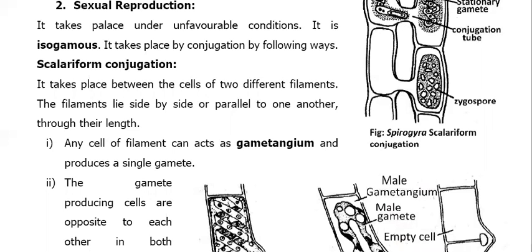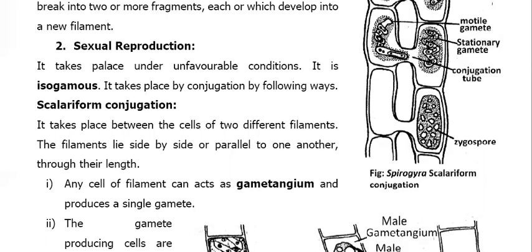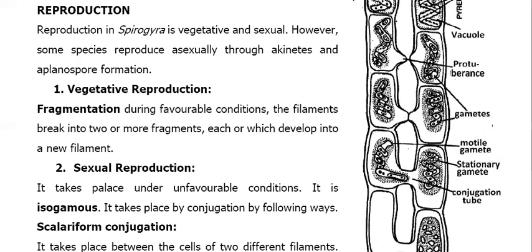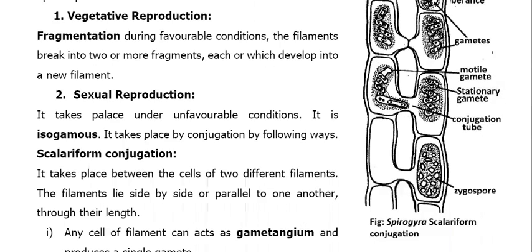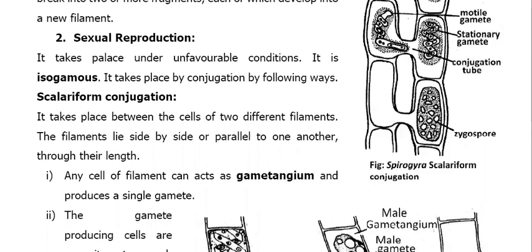What is isogamous? Isogamous means that the male and female gametes are alike. It takes place by conjugation in the following ways. Scalariform conjugation. Scalariform means ladder-like; these form a ladder-like structure for sexual reproduction. In bacteria you have studied what conjugation is.